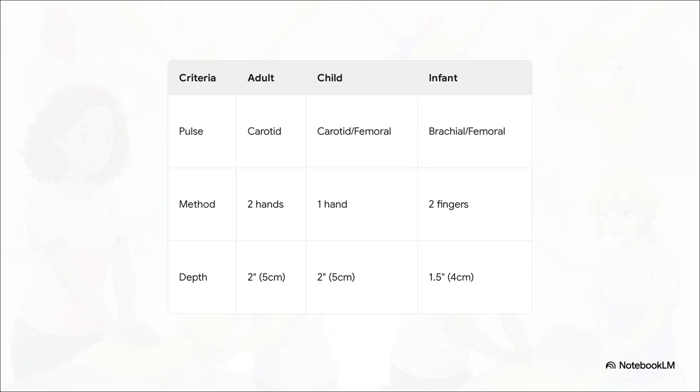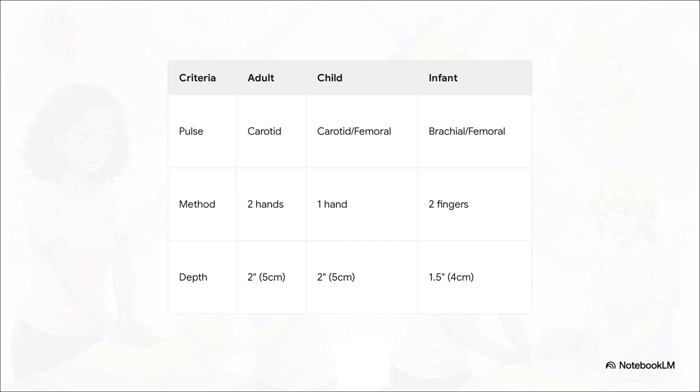And our source material brilliantly illustrates how our technique has to adapt based on the size and age of the patient. For an adult, so anyone over 8 years old, you check the carotid pulse in the neck. You're using 2 hands with interlocked fingers, compressing the center of the chest right between the nipple line to a depth of 2 inches, which is about 5 centimeters. But jump over to a child ages 1 to 8. You can check the carotid or the femoral pulse in the leg.